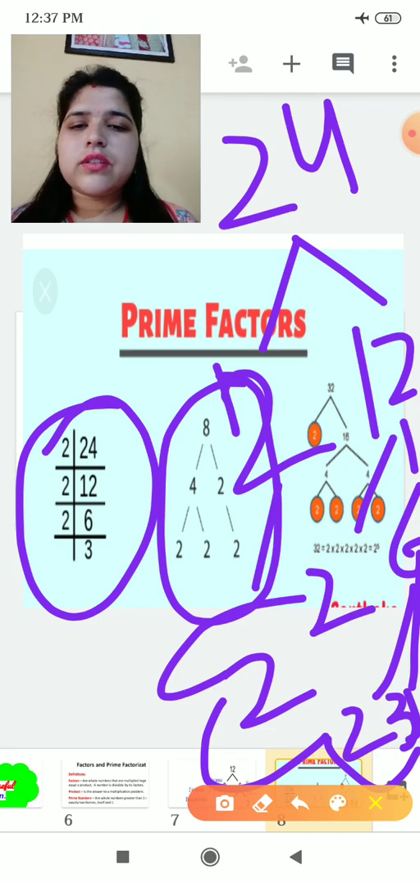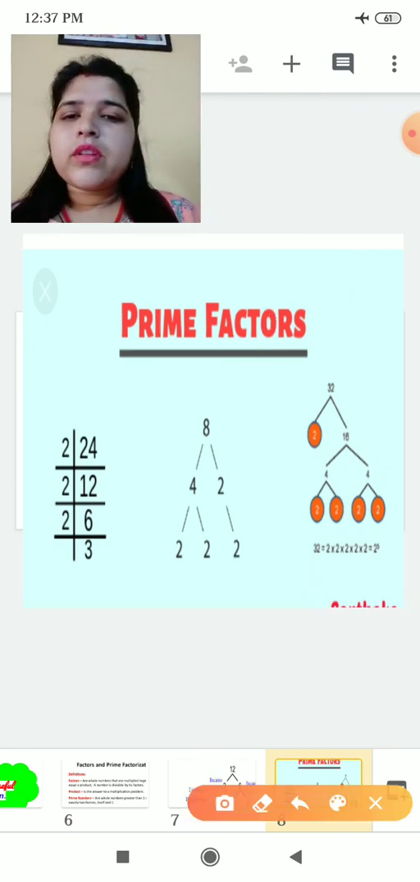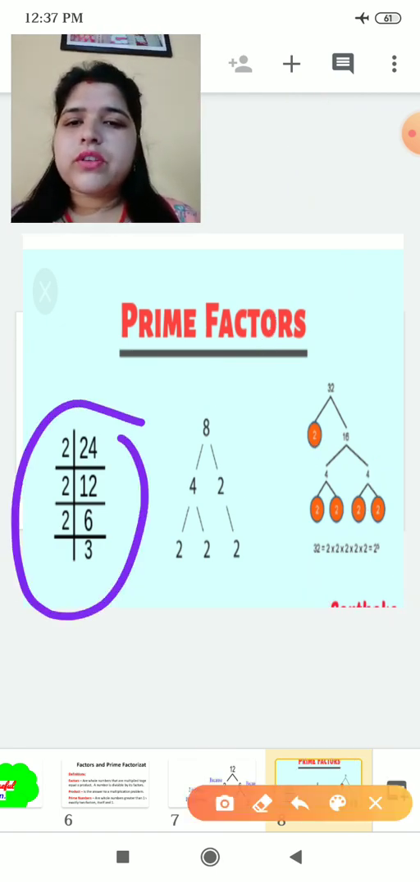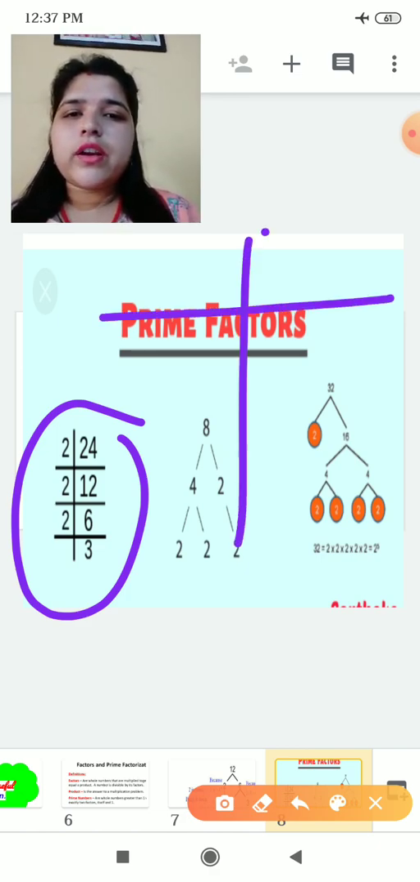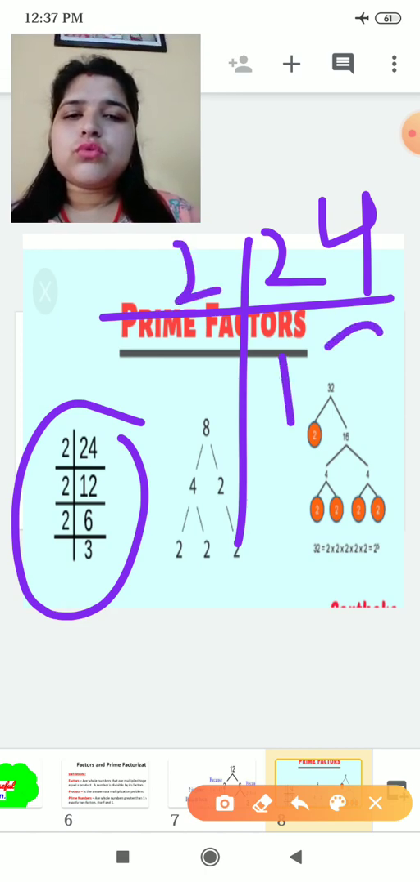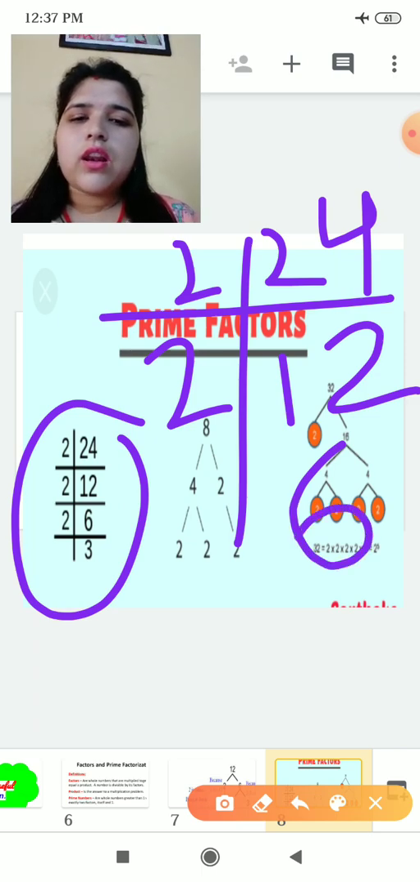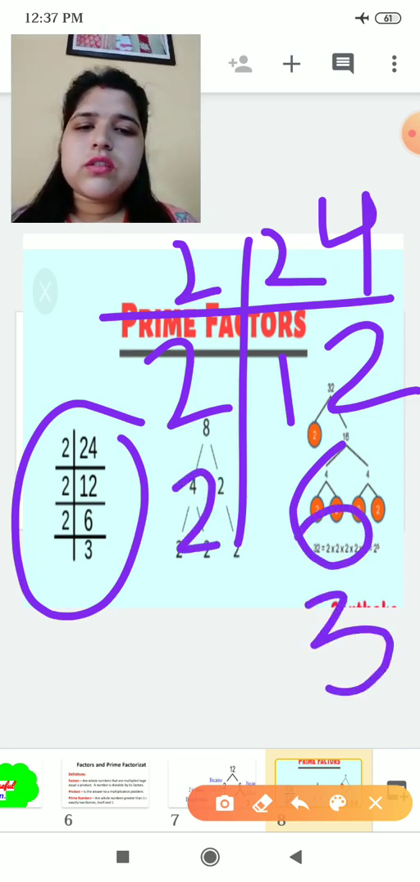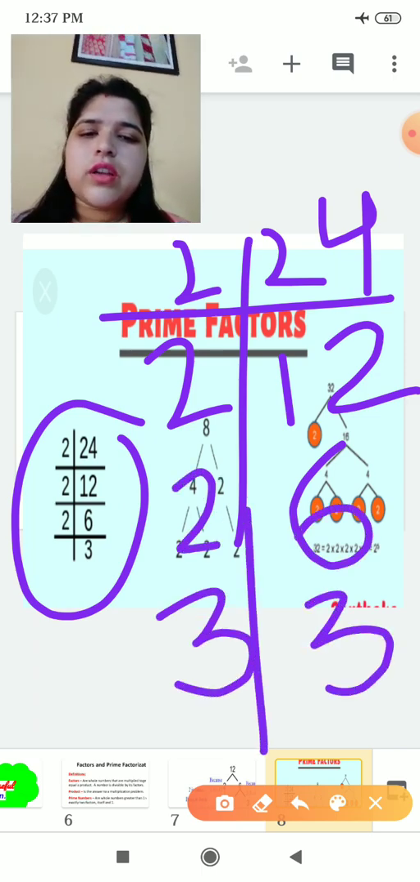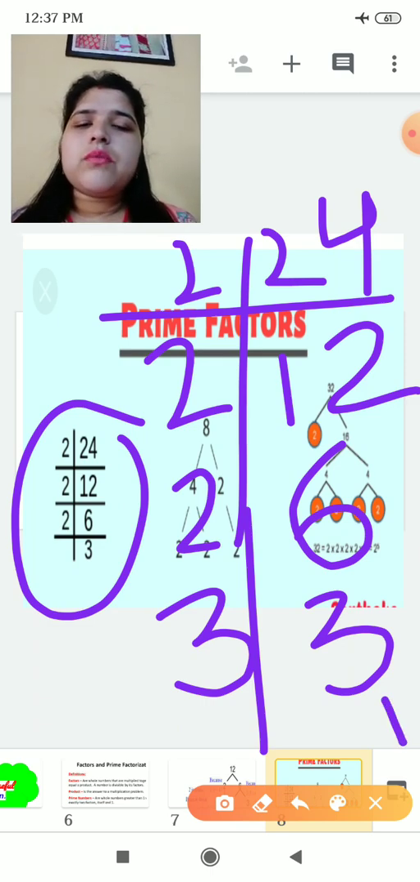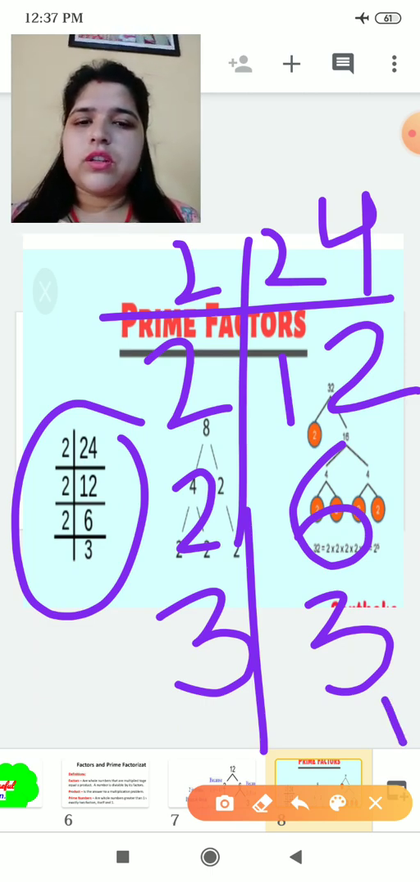As you can see here, this is the prime factor. See, what I am doing: 2 1 ja is 2, 2 2 ja is 4. Now 2 6 ja is 12. 2 3 ja is 6. Now 3 1 ja is 3. Until 1 comes down, you have to keep on doing this sum.